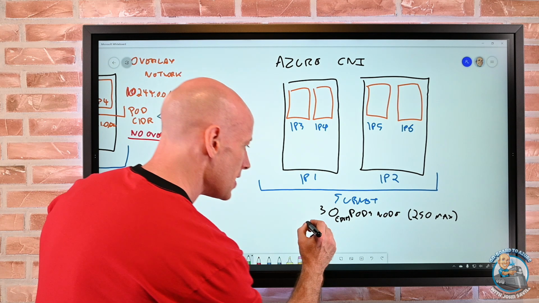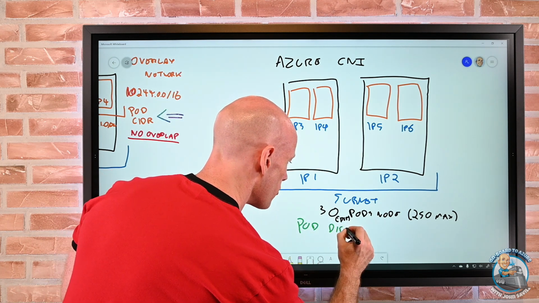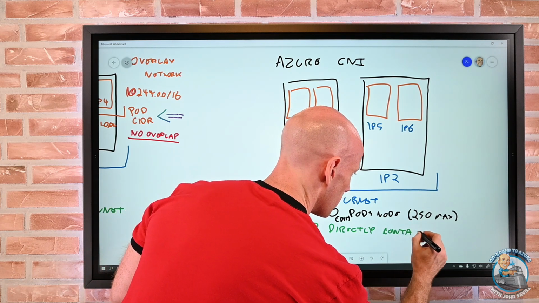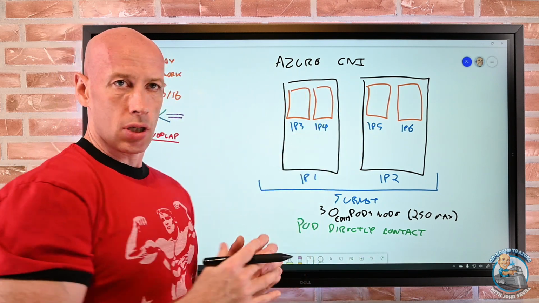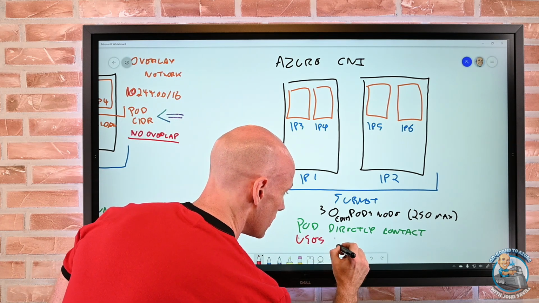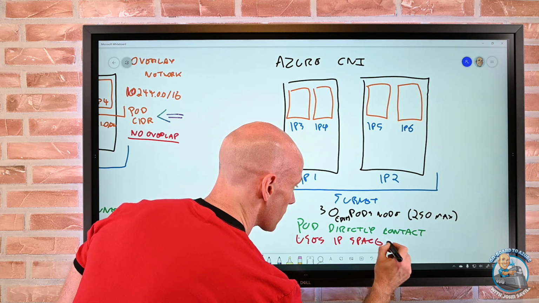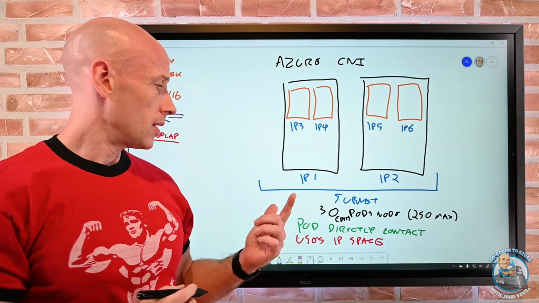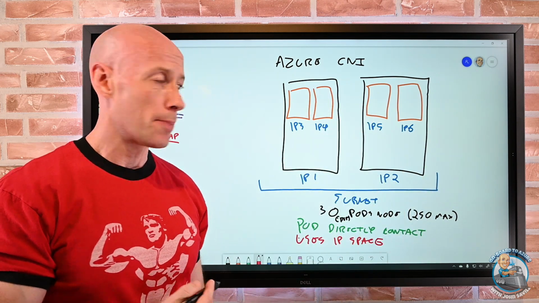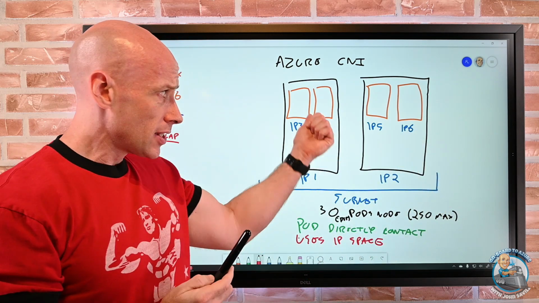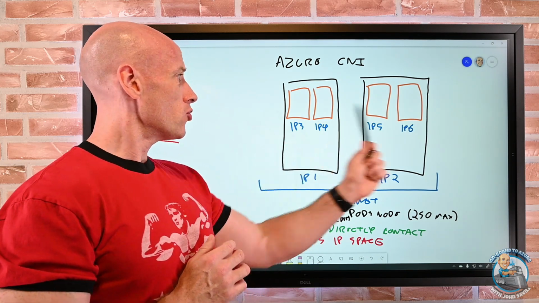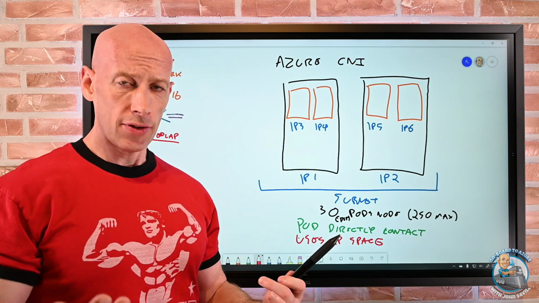So the pro of this is the pods are directly contactable. I can from anywhere just go and talk to the pod. The negative: it uses the real IP space. If I have lots and lots of pods, I need a really big network range I can use for my cluster. This cannot overlap with other AKS clusters. These are now real IP addresses. So if I have a finite amount of IP space, and I want hundreds and hundreds of pods, well, I have to do the math.